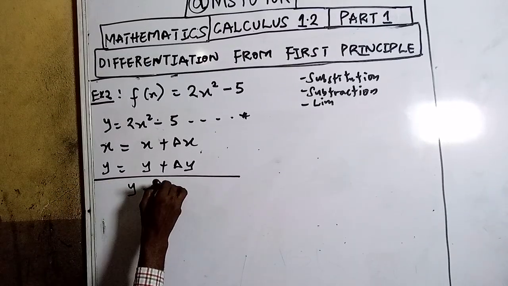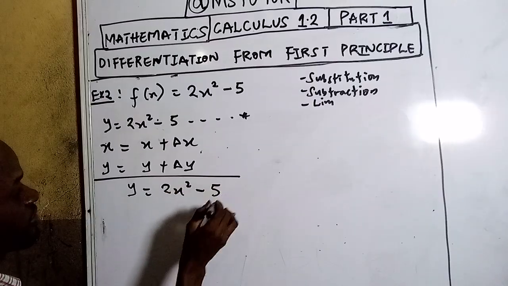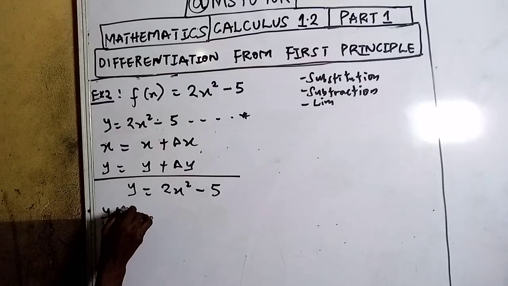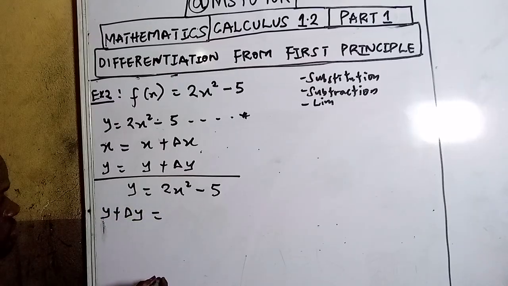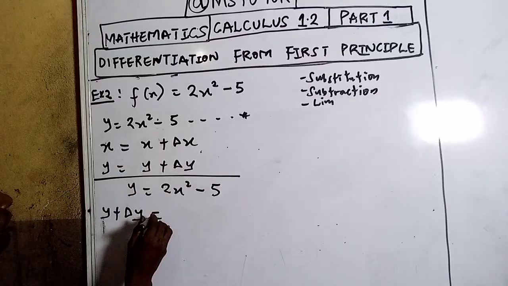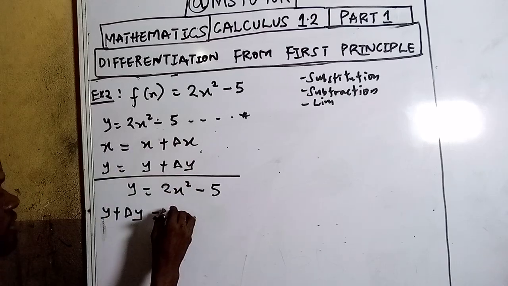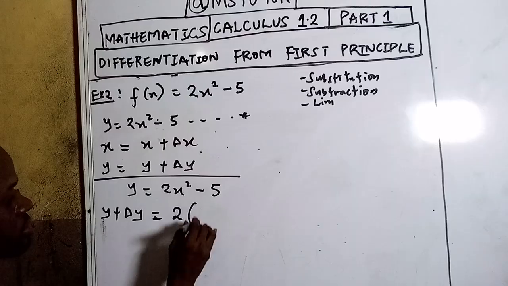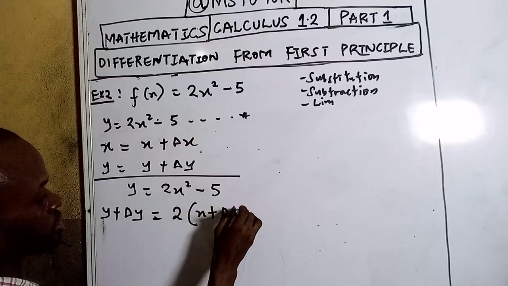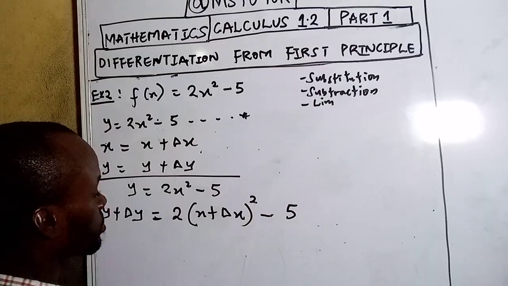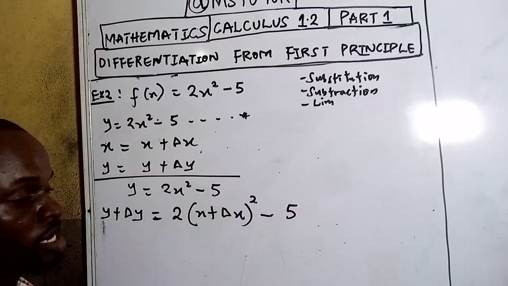y equals 2x squared minus 5, which means everywhere you see y, we put y plus dy, so y plus dy equals 2 into bracket x plus dx, all squared, minus 5, from the question. So we have to do a bigger expansion here.